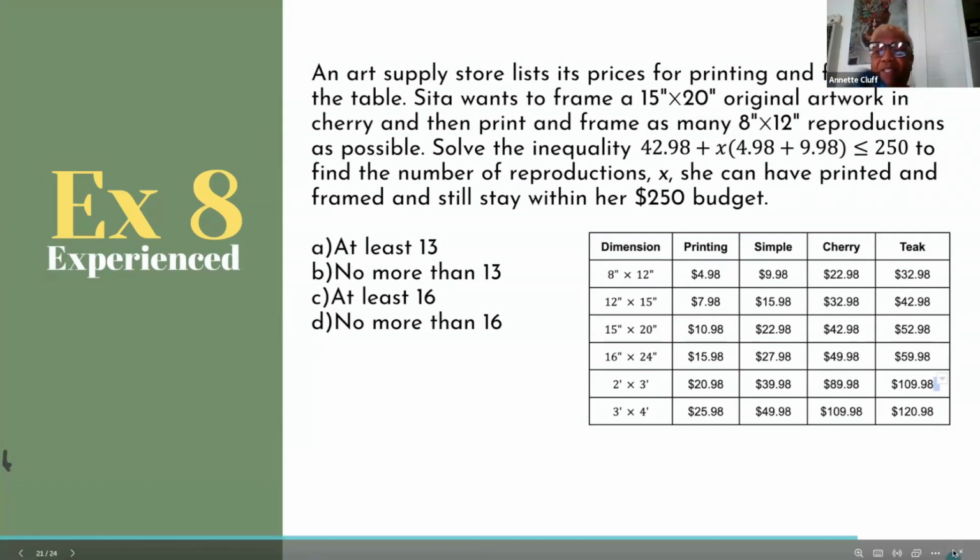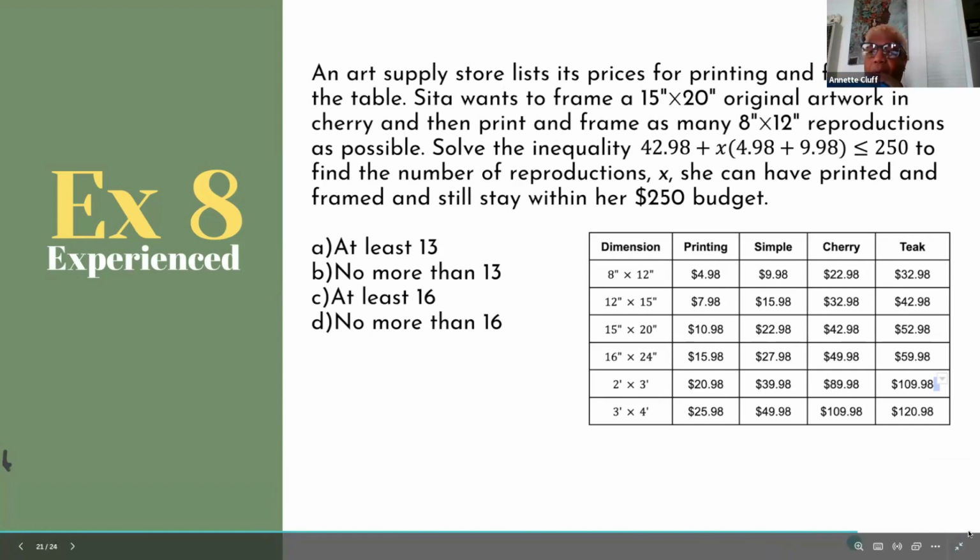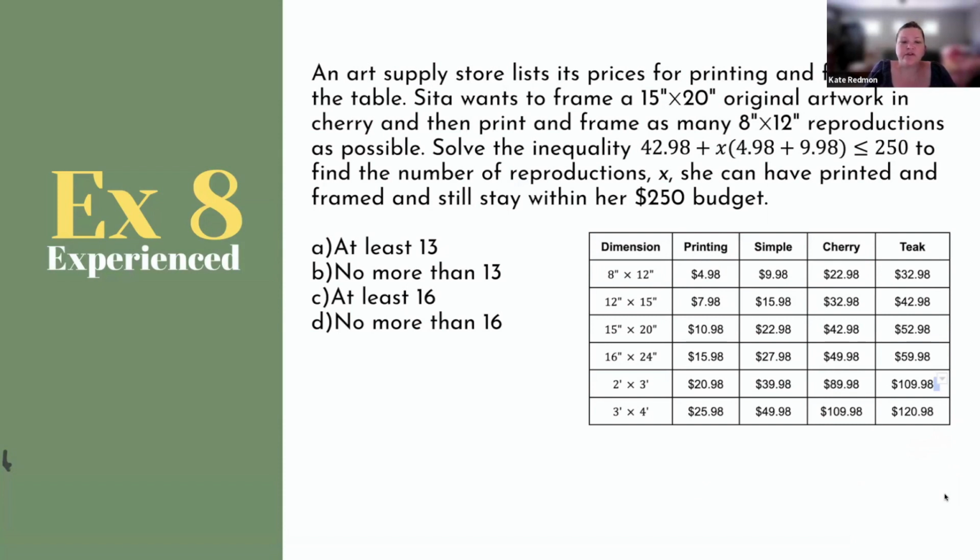I'm going to take a picture of this one. This is exactly the type of problem they give you. An art supply store lists its prices for printing and framing in the table. Sita wants to frame a 15-inch by 20-inch original artwork in cherry, and then print and frame as many 8-inch by 12-inch reproductions as possible. Solve the inequality 42.98 plus X times the quantity of 4.98 plus 9.98 is less than or equal to 250 to find the number of reproductions, X, she can have printed and framed and still stay within her $250 budget.